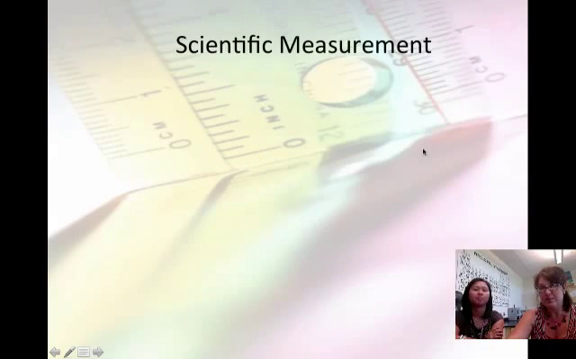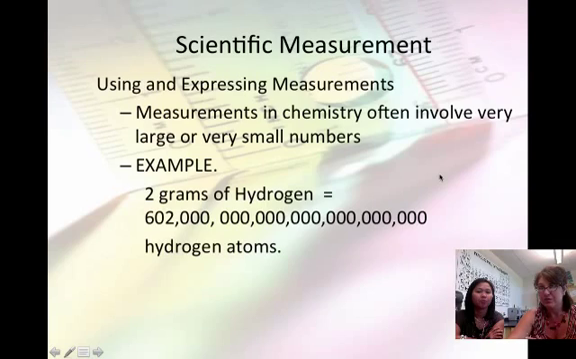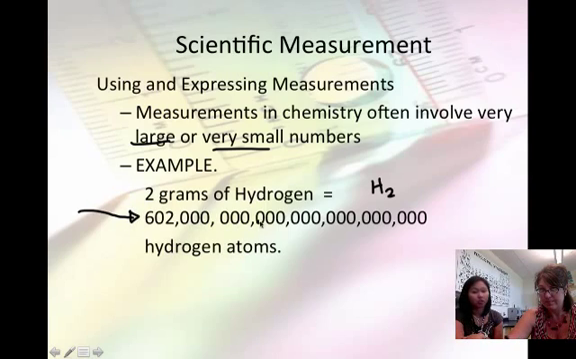Some of the numbers you're going to see in science are really big, and some are really small. So we're going to talk about using measurements when you have very large or very small numbers. Here's an example our students will get pretty familiar with: in 2 grams of hydrogen, H2, there are this many hydrogen atoms.